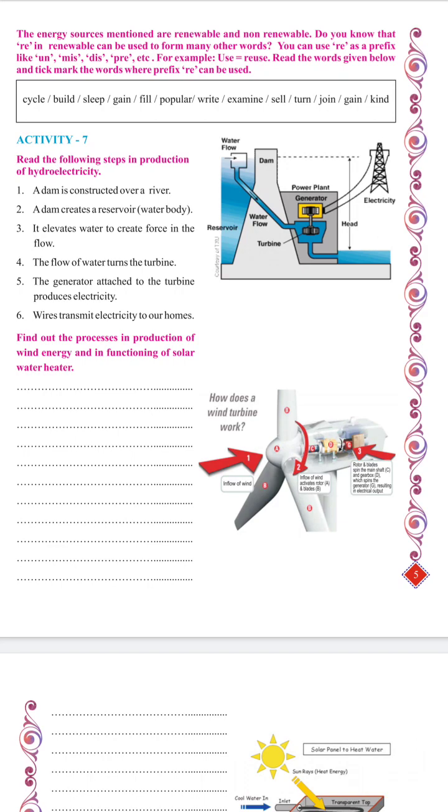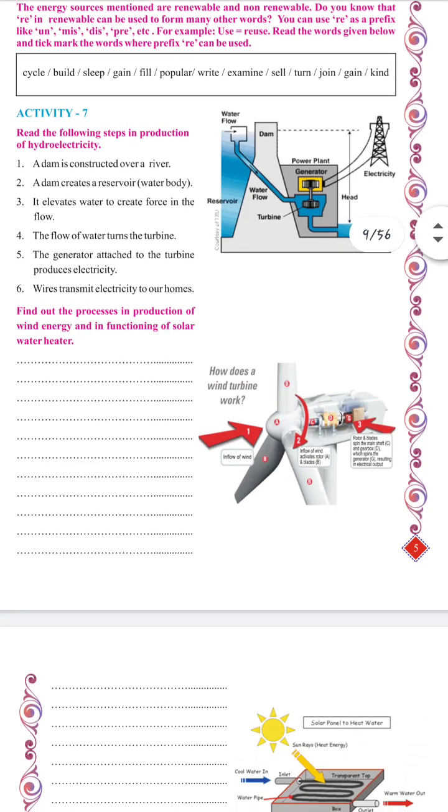Let us see one by one. The points are given here. The first point says that a dam is constructed over a river. That is the first process done to produce electricity. Then a dam creates a reservoir like a water body. It elevates water to a great height to create force in the flow.